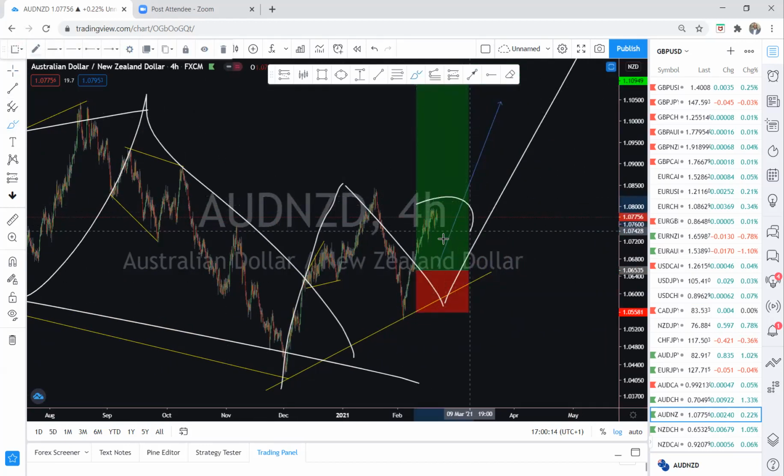Wait at this level. Let there be a correction. The correction is building up. Let that correction build up liquidity. Once it pulls to the downside, don't hesitate. Put your buy stop and buy to the upside. That is Aussie New Zealand.